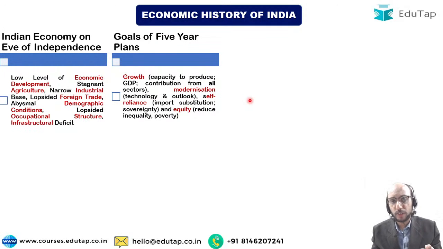So in the first 5-year plan our focus was X, in the second 5-year plan our focus was Y, in the third 5-year plan our focus was Z. So what is this X, Y and Z? These are various needs of our economy, right?